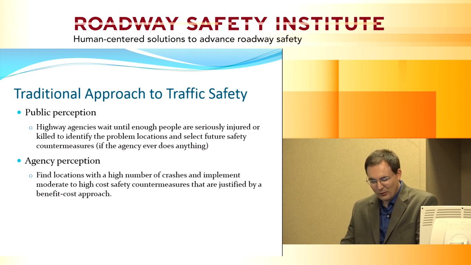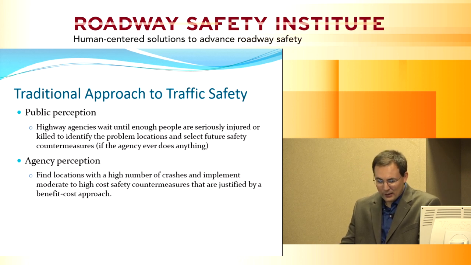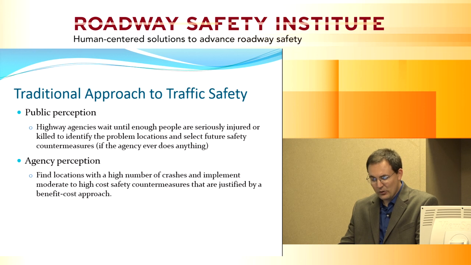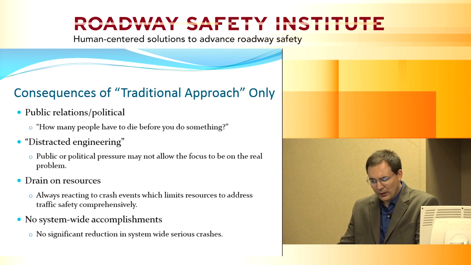Agency perception is, hey, we're waiting for those crashes, we're looking for those crash locations, worst first, black spot analysis. We look for high to moderate cost safety countermeasures. That might be intersection realignments, interchanges, those types of things. And those projects are justified by benefit cost analysis. Right? But I would argue that there is a consequence to that approach only.